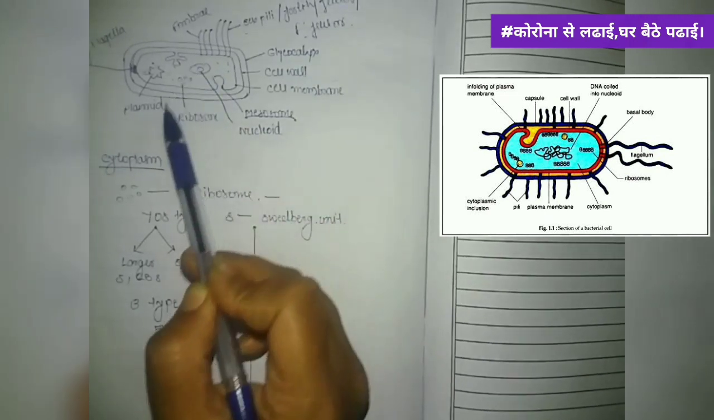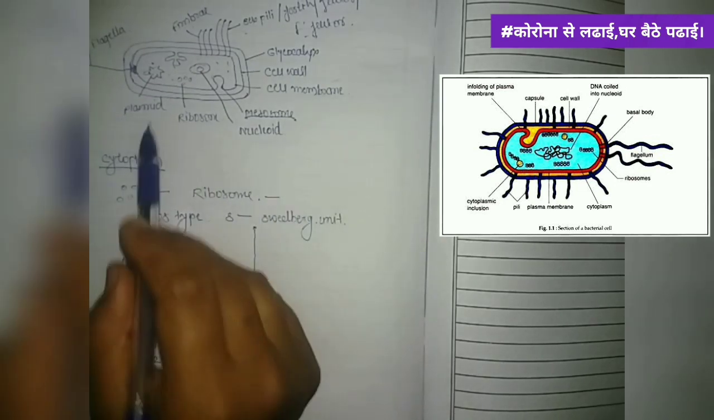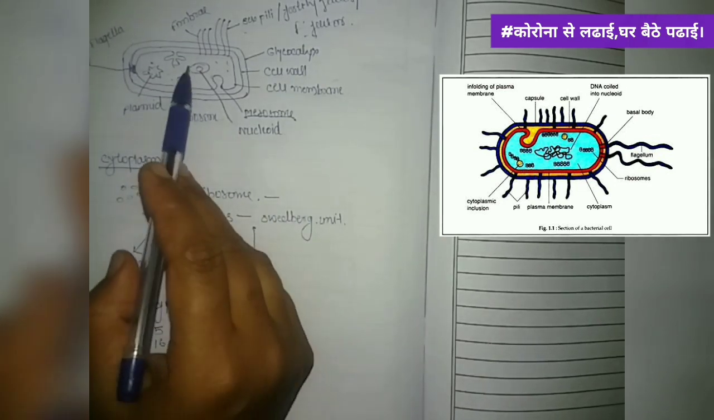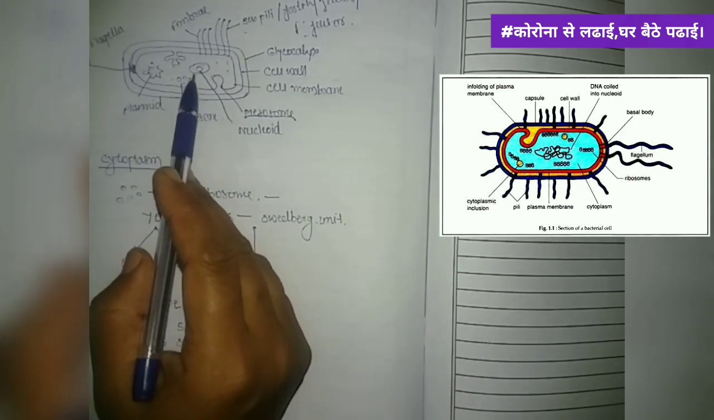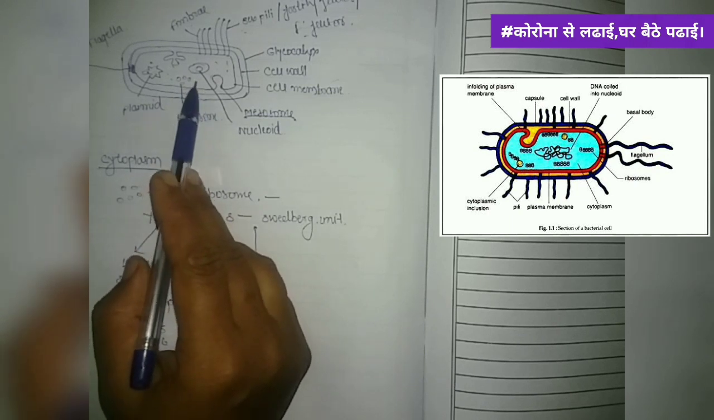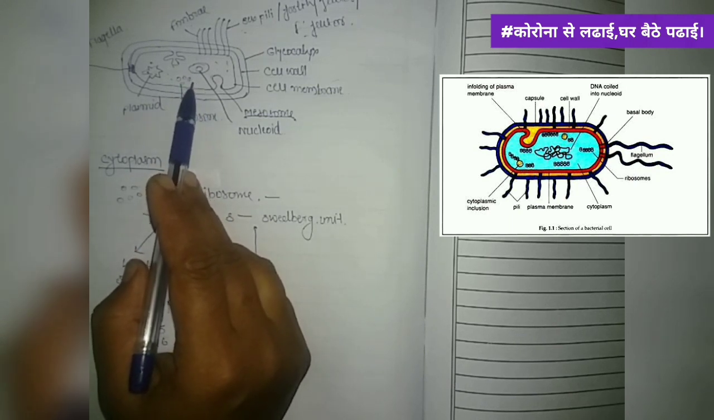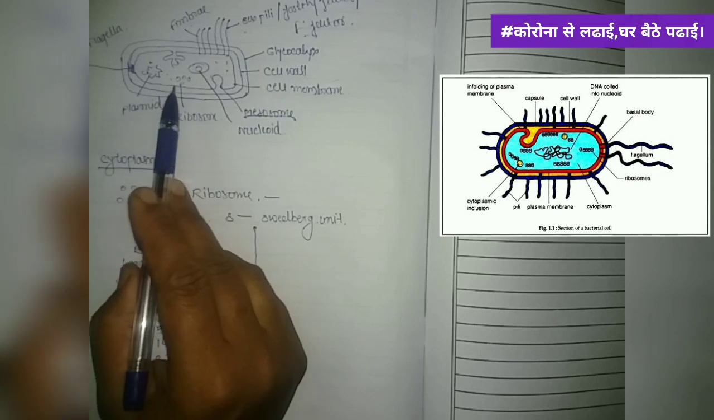Then the genetic material of the bacterial cells is very simple, because the nuclear membrane is absent in the bacterial cells. That's why the genetic material of the bacterial cells is very simple.